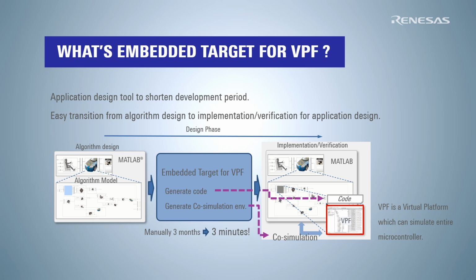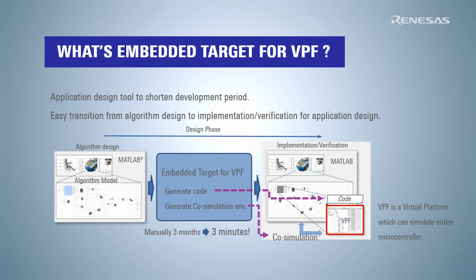What's Embedded Target for VPF? Embedded Target for VPF is an application design tool to shorten development period. It transitions from algorithm design to implementation and verification for application design easily.